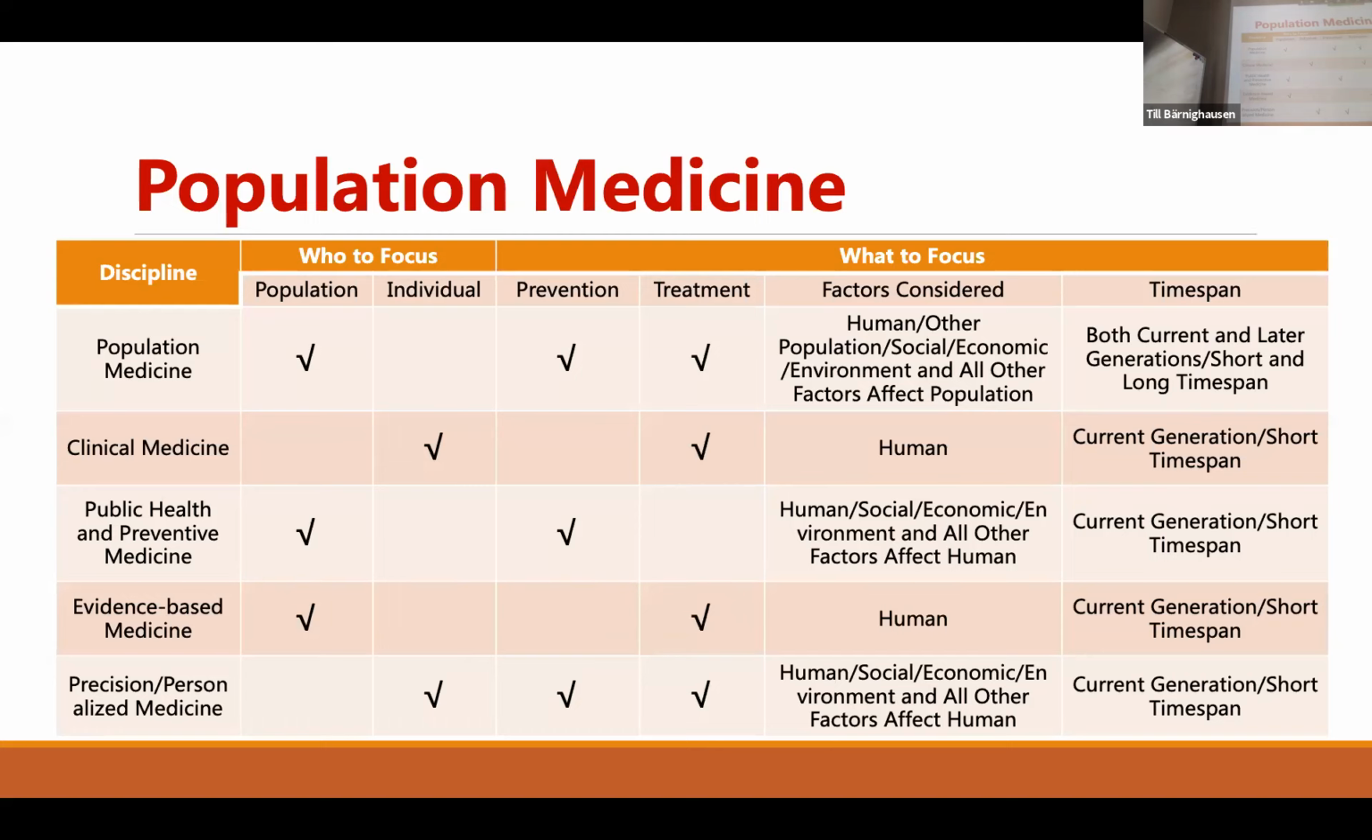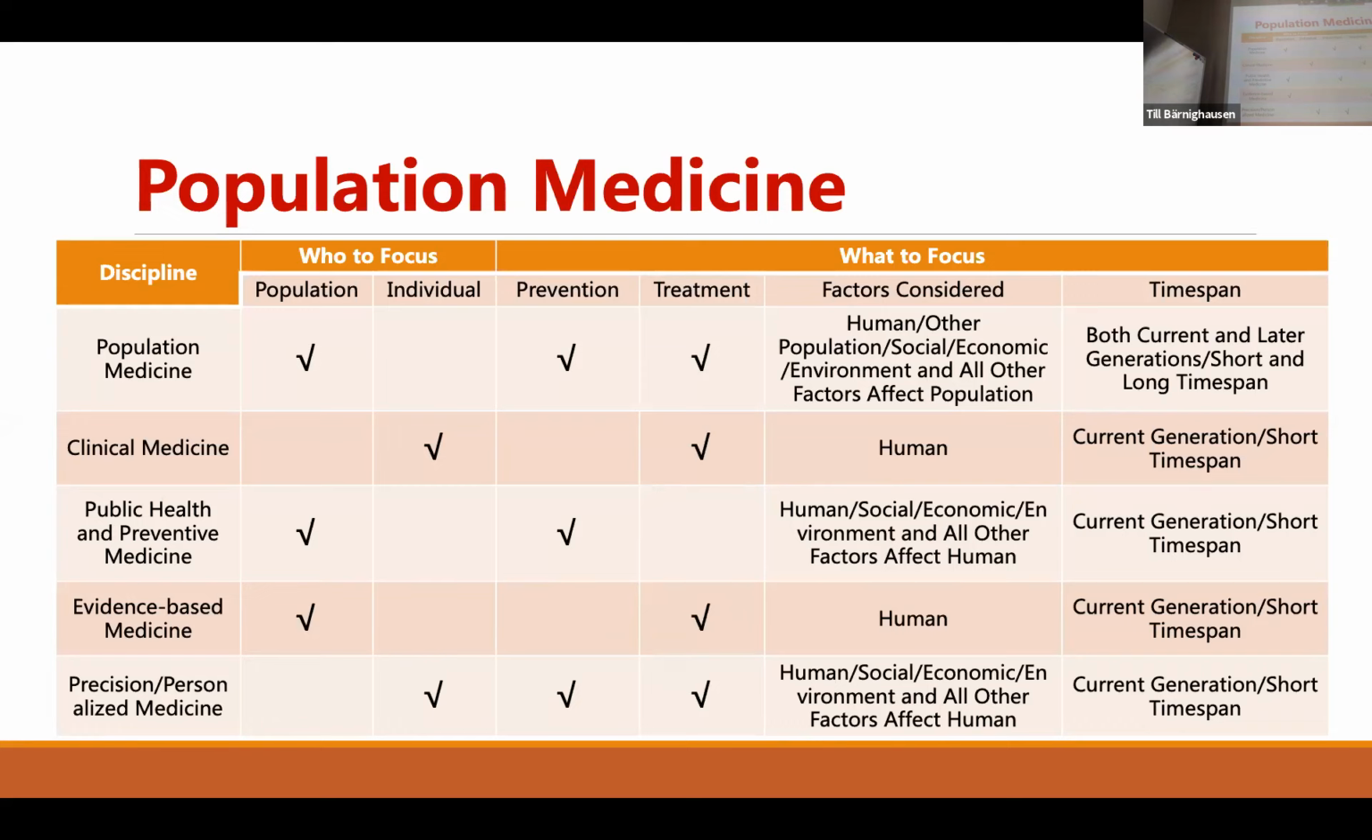And second is what to focus on. First, whether they focus on prevention or treatment. As we said, population medicine actually combines prevention and treatment together. They may merge them together. They see prevention as a sort of treatment. They see treatment as a sort of prevention. They view health as a continuous state. So it focuses on both prevention and treatment.